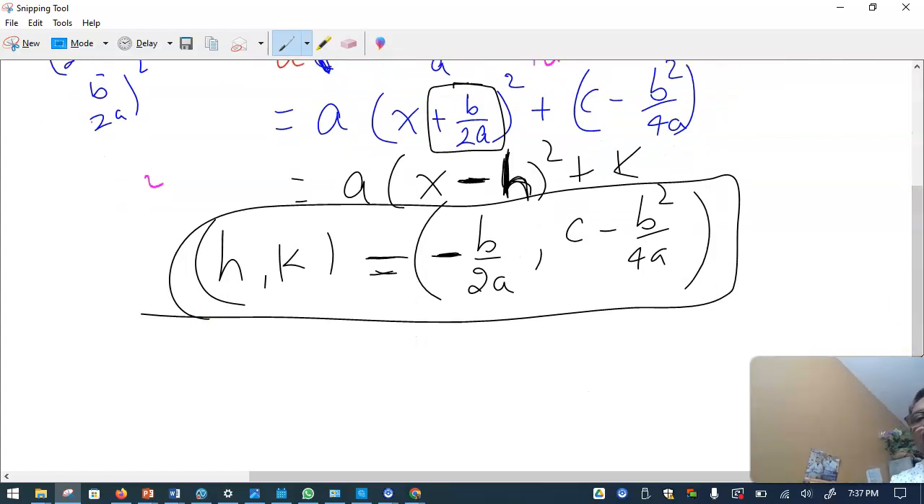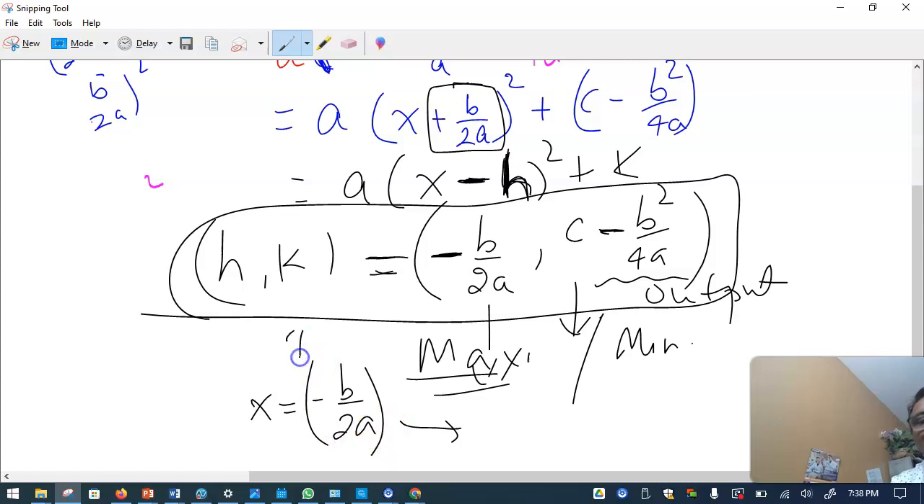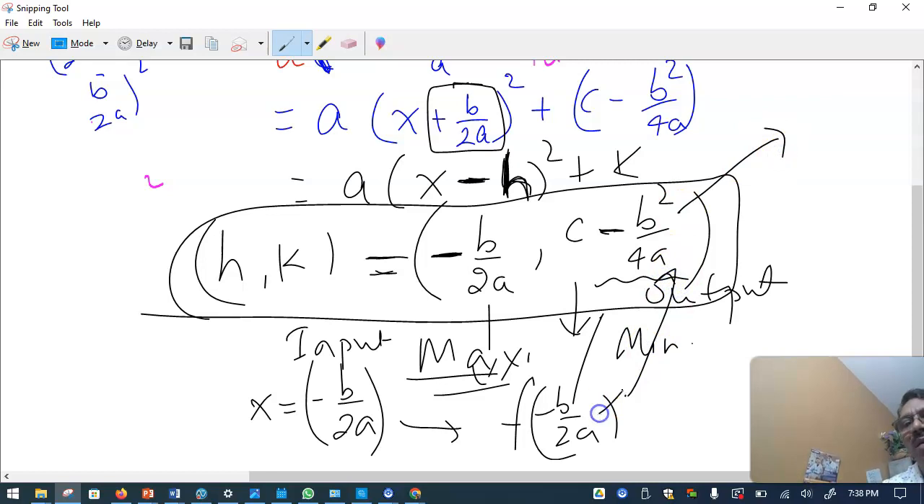So all you do is find h. When are we going to use this? Basically if the question asks only to find the maximum or the minimum, then it's better to write x equals minus b over 2a, and whatever value you get is the input. You plug this input into f, the function, at minus b over 2a, and you get the output. Otherwise this is going to be very tedious to work out. So it is easy just to plug it in.